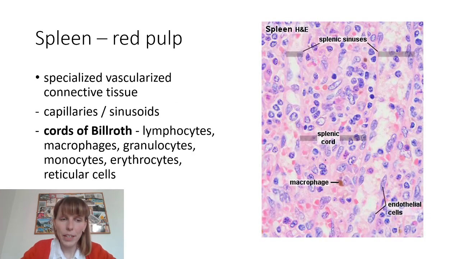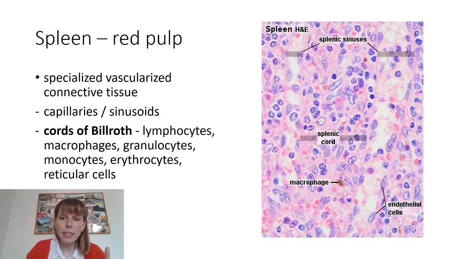So the red pulp will be all the rest, which is not the lymphatic follicles, and it will be again sinuses. So blood going through vessels which are very wide, called the sinuses, and cords of cells. So we had medullary cords in the lymph node, and we have splenic cords here. And these cords have a special name after some guy probably. So these are the cords of Billroth. So cords of Billroth will be in the red pulp.